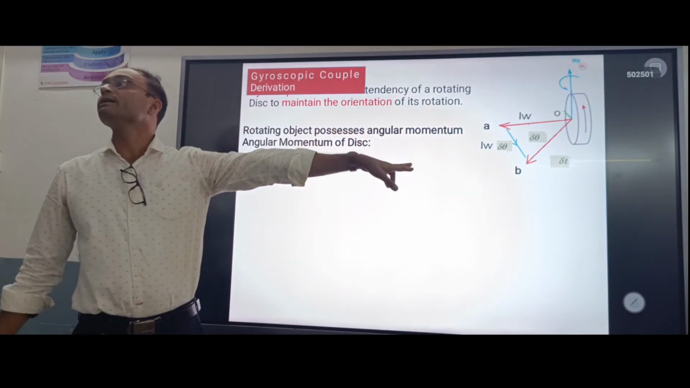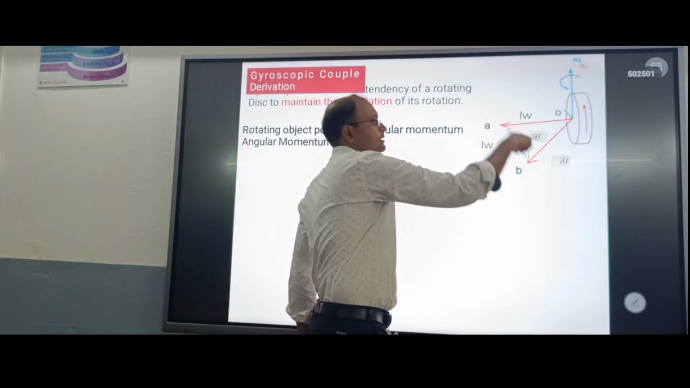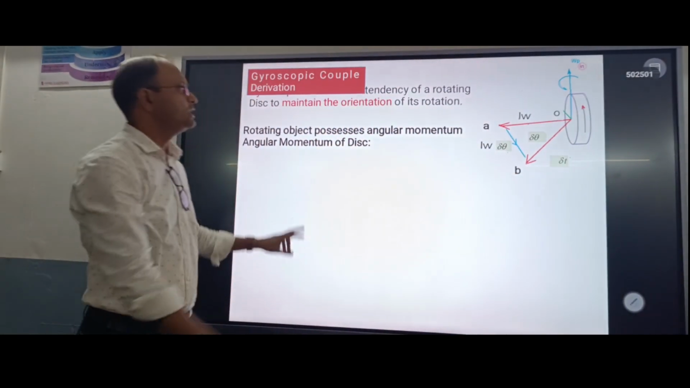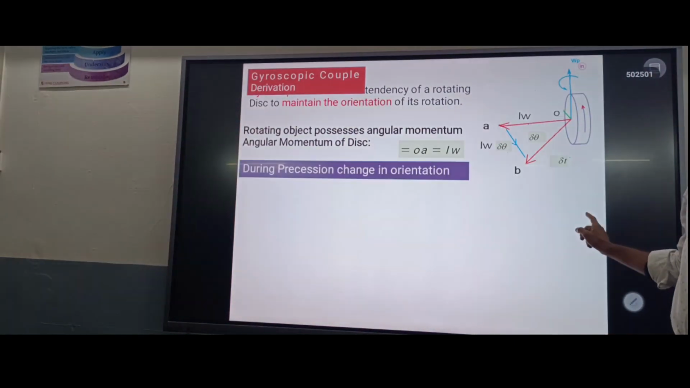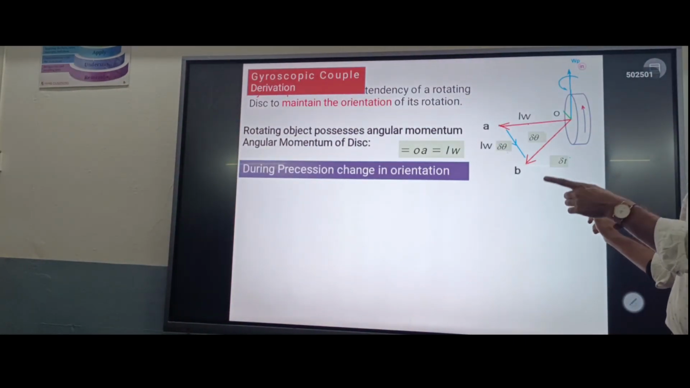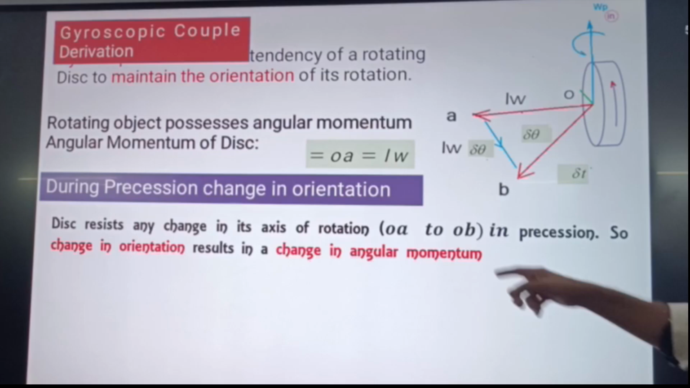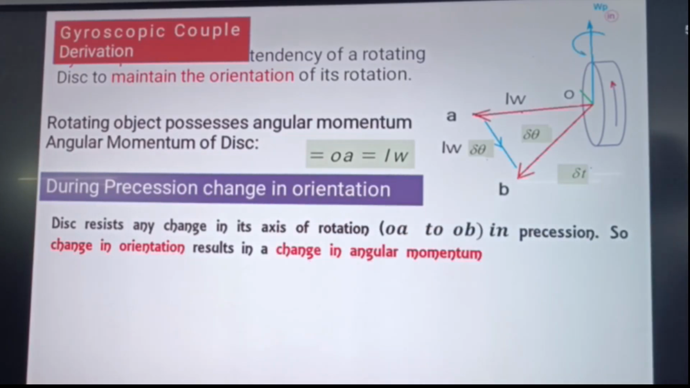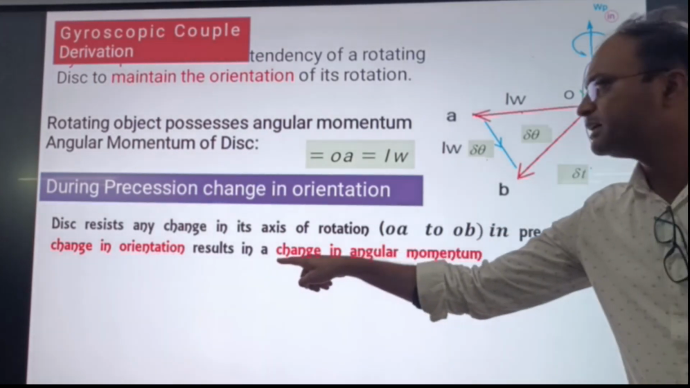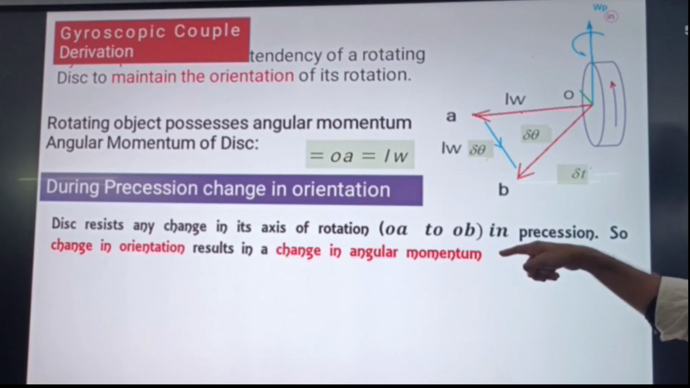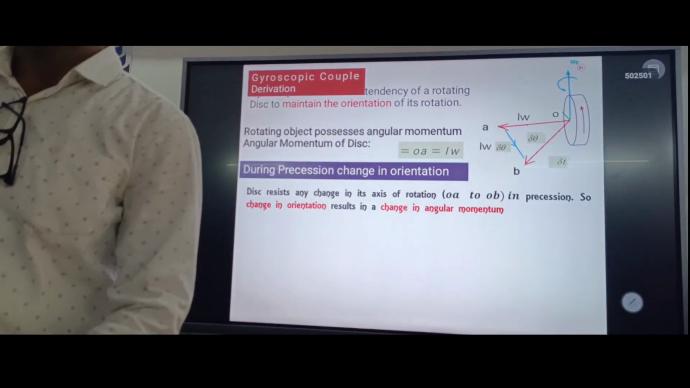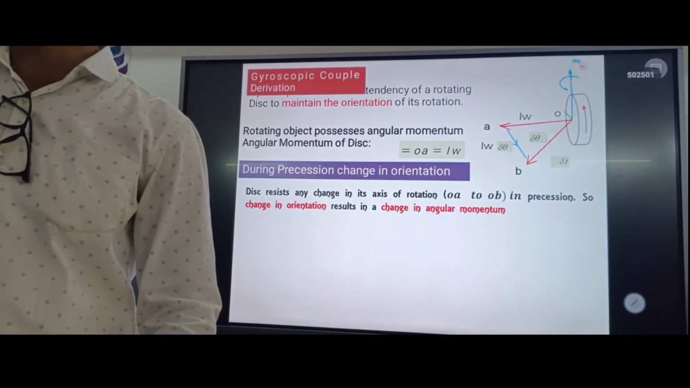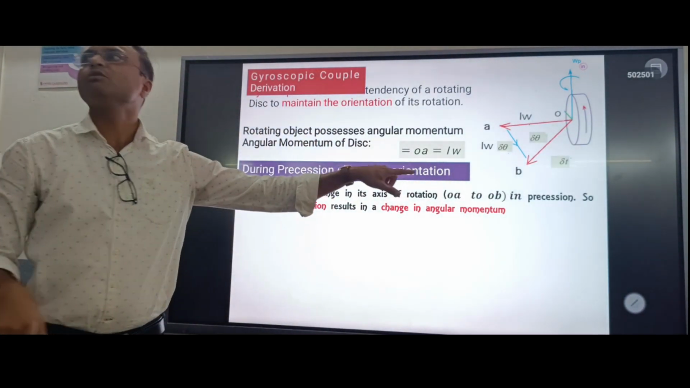Okay. So that I omega changes in this case because of this precession. That I omega changes. There is change in angular momentum. Now what happens because of this? So during precession there is change in orientation. Okay. The disc resists any change in its axis of rotation. Okay, so there is ultimately change in angular momentum. Just like change in linear momentum results in force, वैसे change in angular momentum results in couple.